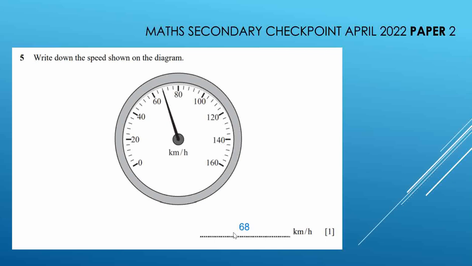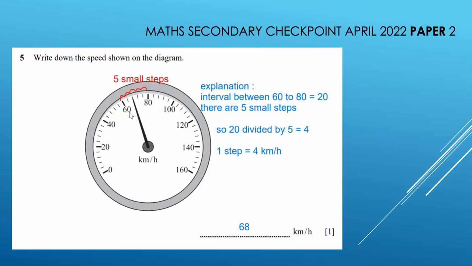This is why it's 68. Between 60 and 80, we have 5 small steps. Between 60 and 80 there is a difference of 20, and between them there are 5 small steps. So 20 divided by 5 steps, each step is 4. So one step is 4 km per hour. The needle points to 2 steps. So it means 60 plus 4 plus 4, so it's 68. That's the answer.